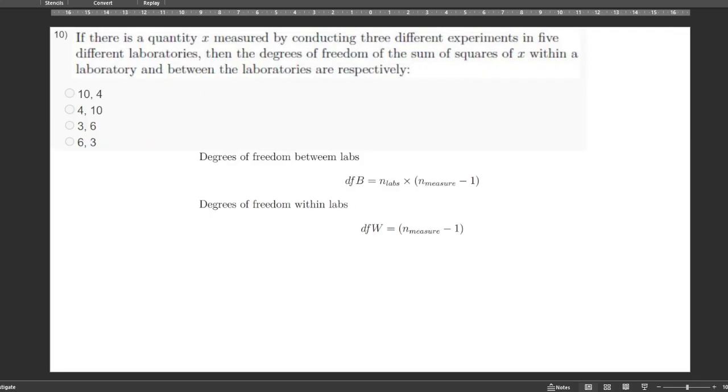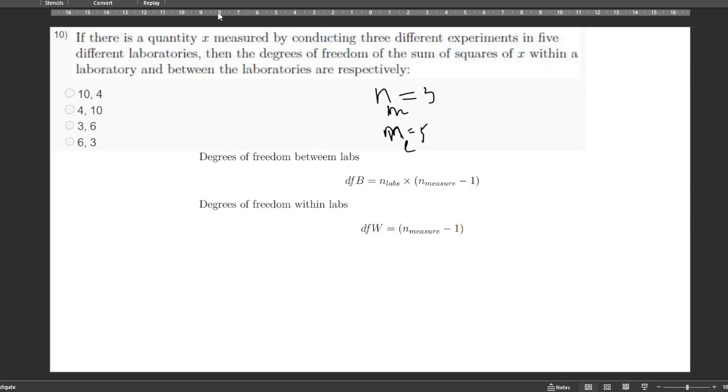Okay, going to the 10th question, the last question. There is a quantity x related to the design of experiments. The quantity x is measured by conducting 3 different experiments in 5 different laboratories. So number of experiments n is 3, number of labs is 5. They are asking us to find the degrees of freedom of the sum of the squares of x within the laboratory and between laboratories.